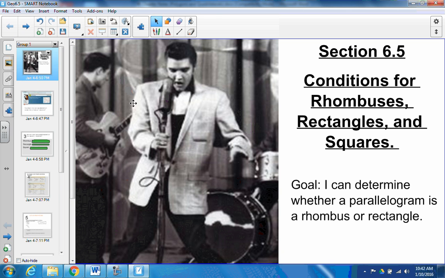We're going to do section 6.5 today. It's all about rhombuses, rectangles, and squares again, but we're going to prove whether they're rhombuses, rectangles, or squares. So there's your goal there. I can determine whether a parallelogram is a rhombus or a rectangle or a square will be on there as well, but a square could be either one of those.